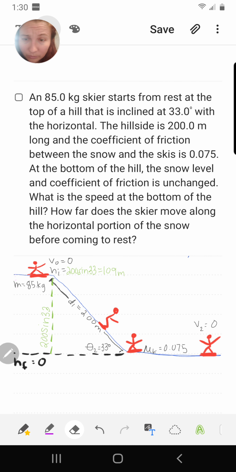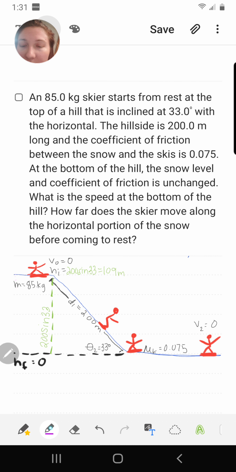So, what we're given at the start is our mass of the skier, which is 85 kilograms, and they start at rest, so their velocity is 0. The distance of the slope is 200 meters. And the angle of the slope is 33 degrees. Now, that's labeled as theta 2, and I'll explain in a few minutes why that is. And the coefficient of friction between the snow and the skis is 0.075. And the final velocity of the skier is 0 because they come to a stop.